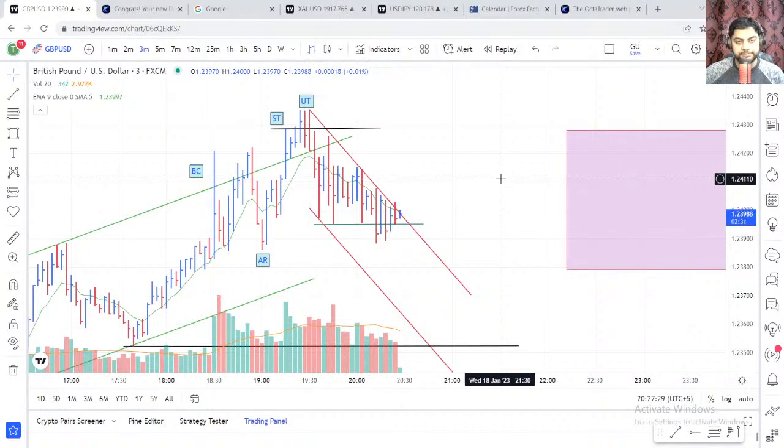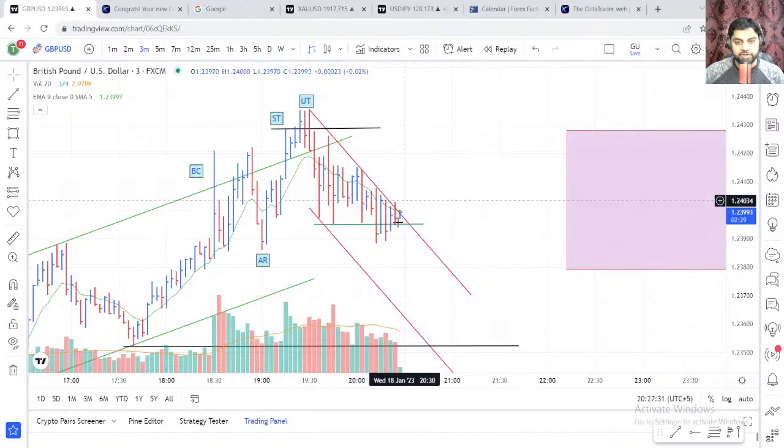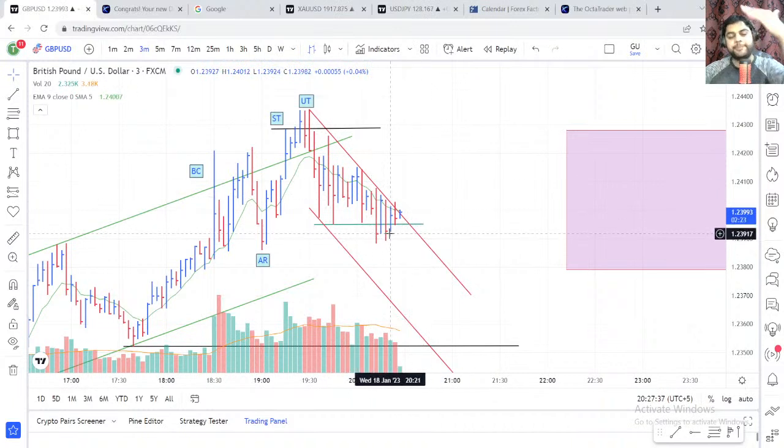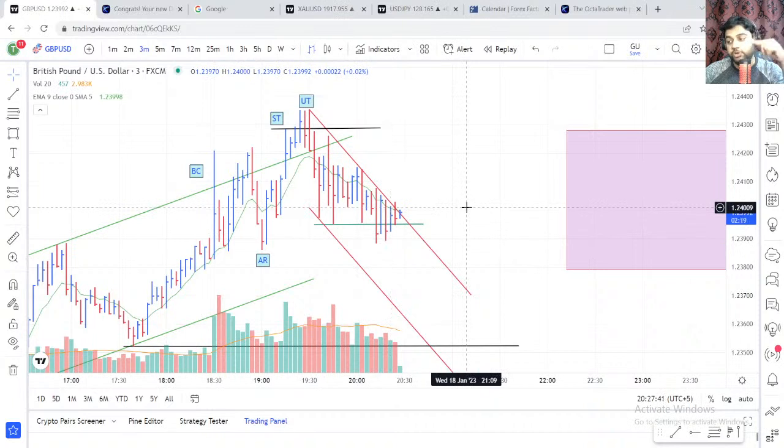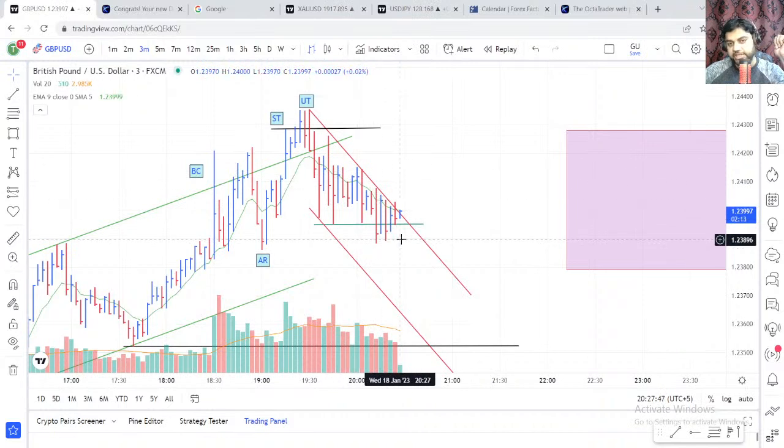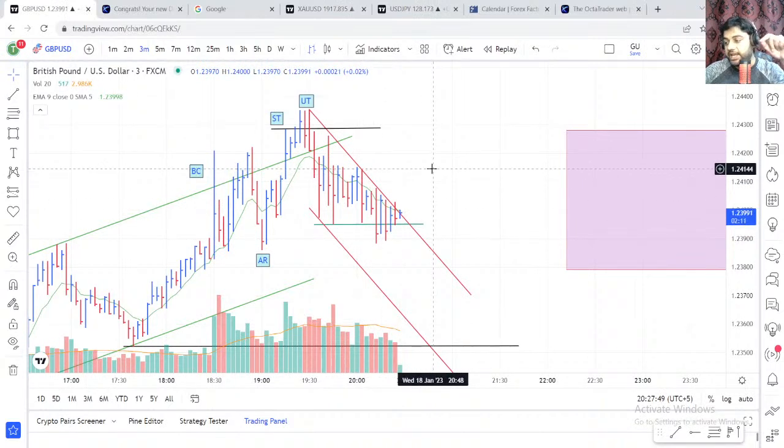Okay, I'm waiting for the market to clearly break the trend channel. If the market clearly breaks the trend channel to the upside, then we will not buy yet, we will just look for a buying opportunity. And if the market falls down from here, then we will look for a selling opportunity, but we will not do it very quickly. We will just wait and watch.